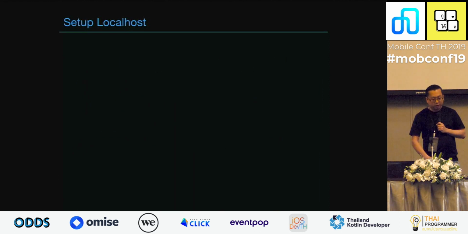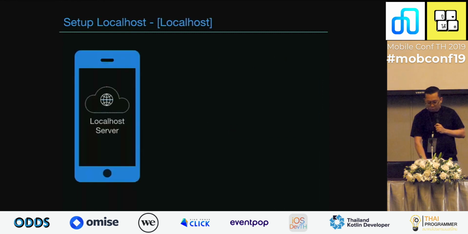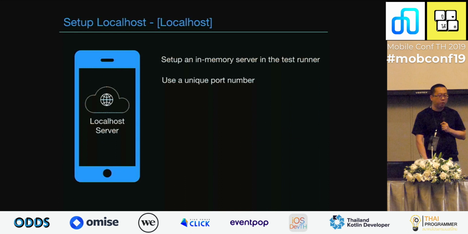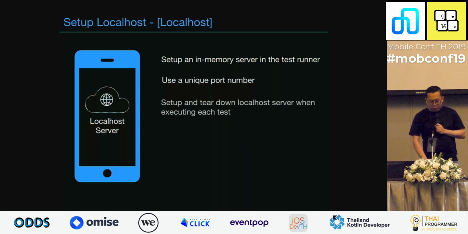The first letter of the steps is L, that's localhost. Here, we need to set up an in-memory server in the test runner. And we have to assign a unique port number to it. And we will set up and tear down the localhost server when we execute each test.